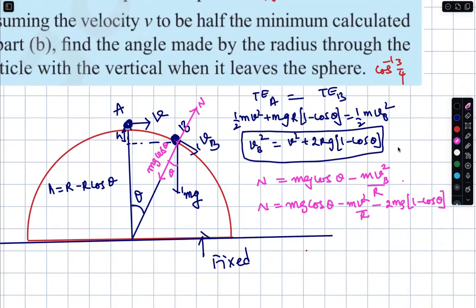One minute. Don't worry, I'll teach this again. Exclusively this part I'll teach it again. What happened? One minute.